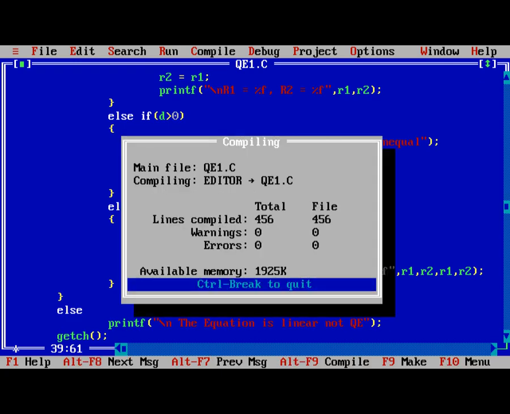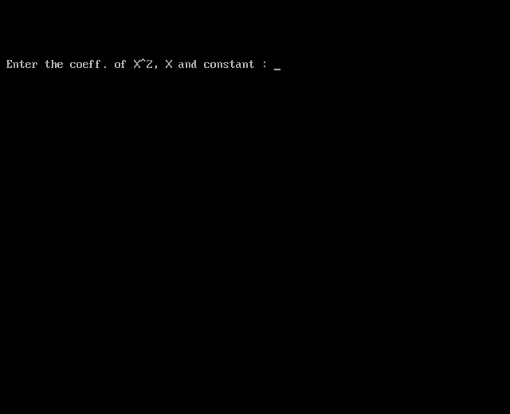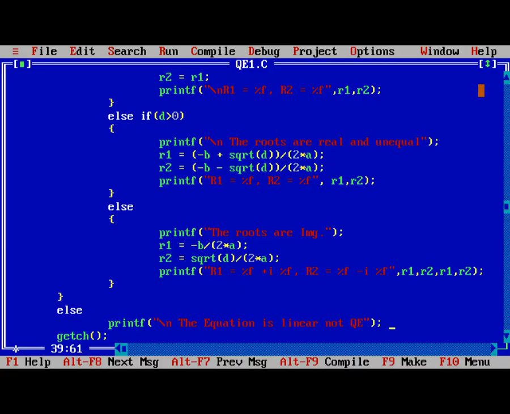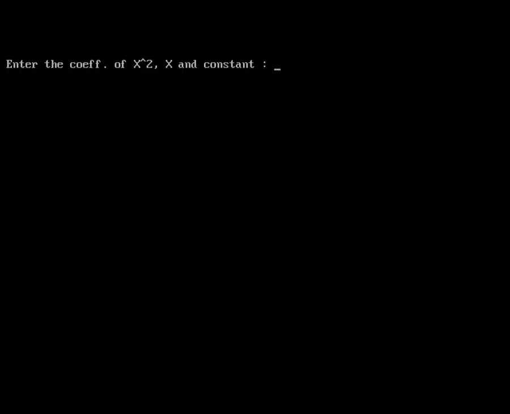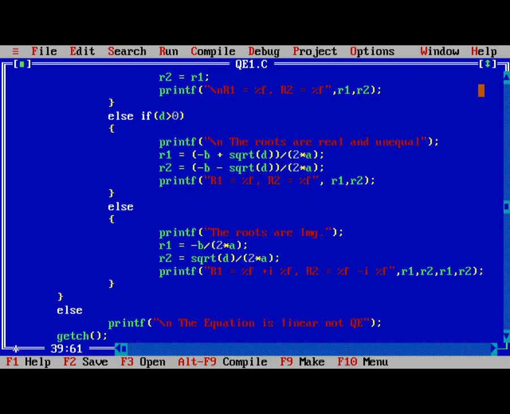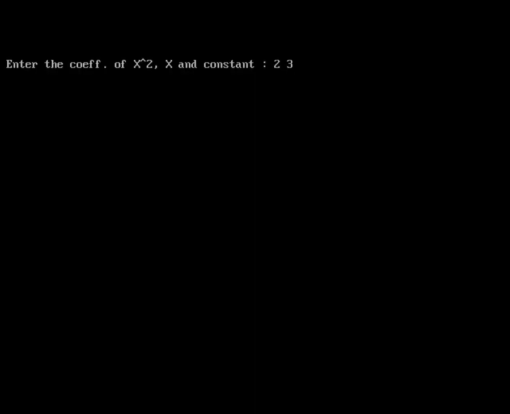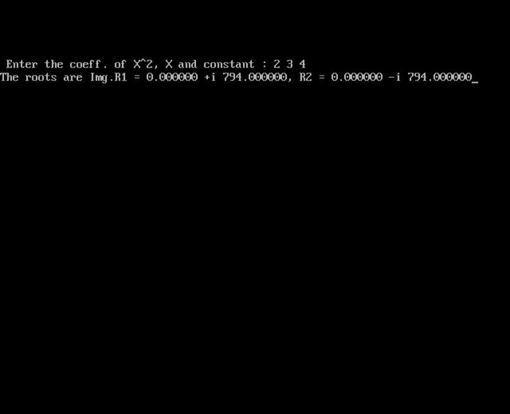So this is exactly it, no errors while running. With 1, minus 2, 1, the roots are 1 and 1. Similarly, while running 1, 2, 1, and minus 1, minus 1, and I will take 2, 3, 4, the roots are different.